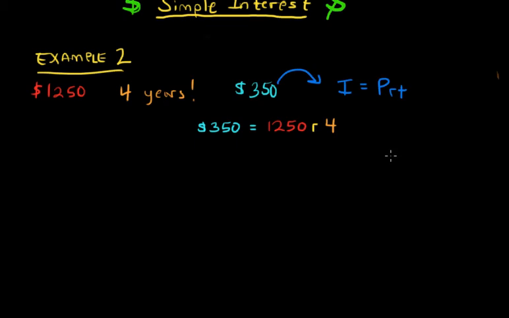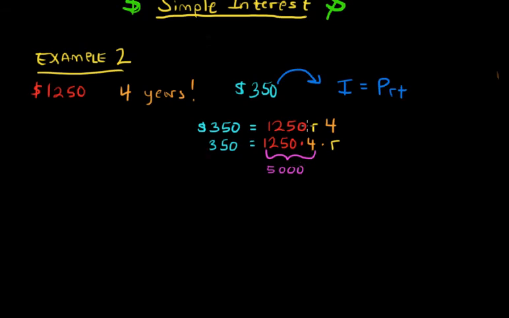All right, so this looks a little bit messy. It says 350 equals 1250 R4. Well, let's rearrange it a little bit. Let's make it look a little bit prettier. So we have 350 equals, and instead of 1250 R4, well, it's multiplication, so we can rearrange it so it says 1250 times 4 times R. And we can do 1250 times 4. When I do that, I got 5,000.